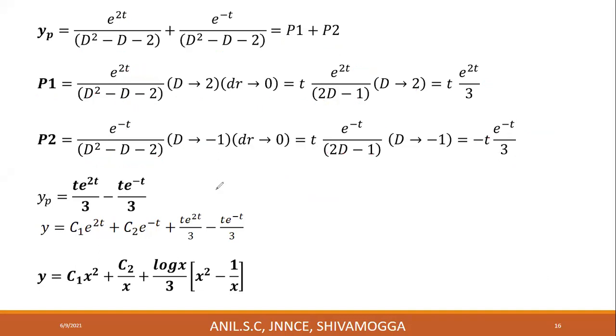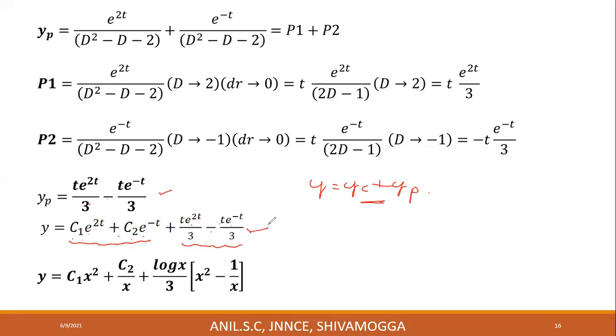Now Yp. Yp is P1 plus P2. P1 is t into e power 2t divided by 3, minus t into e power minus t divided by 3. This is P2. Now general solution is Yc plus Yp. General solution is given by yc plus yp. Do not forget to write this. This is compulsory. Yc is c1 into e power 2t plus c2 into e power minus t, and this is yp. T into e power 2t divided by 3 minus t into e power minus t divided by 3.